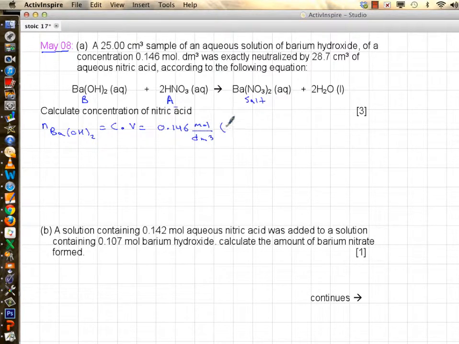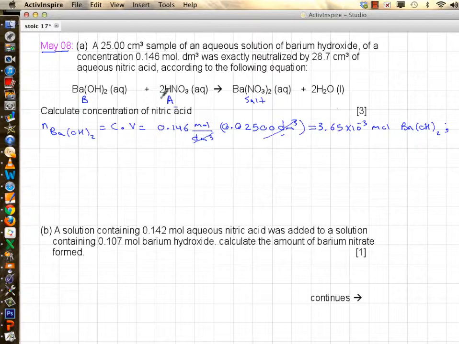Volume, you have to convert it to decimeter cube, 3 decimal places to the left, so it's 0.02500 decimeter cube. When we do this, your answer will be 3.65 times 10 to minus 3 moles of barium hydroxide. And you get your first point from the 3-point question.